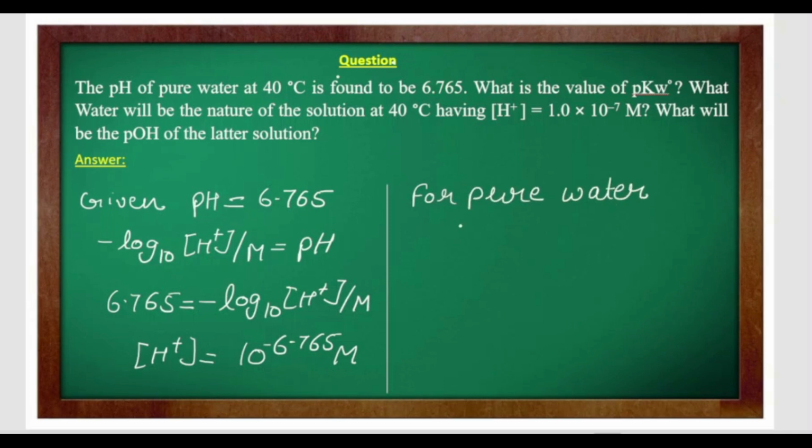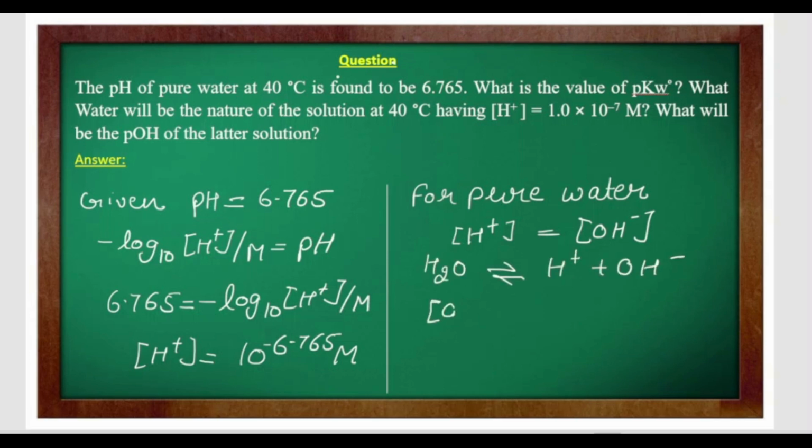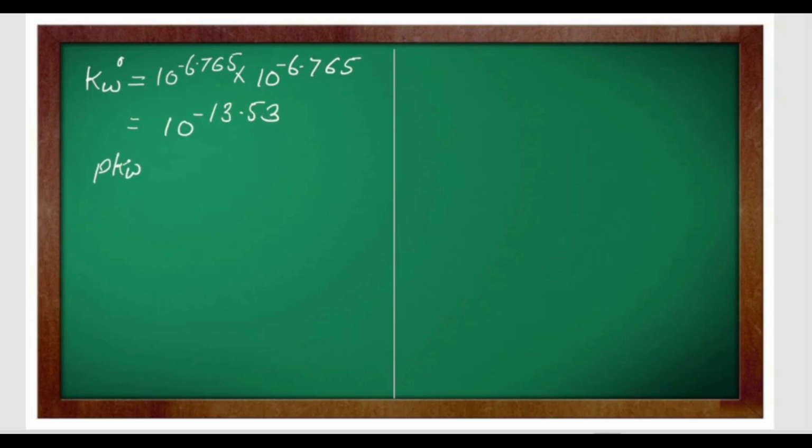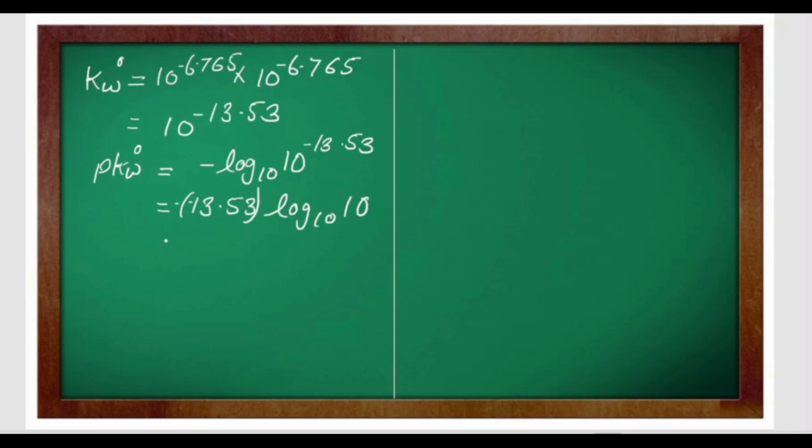For pure water, water dissociates and gives equal amounts of hydrogen and hydroxide ions. Now that we know the amount of hydrogen and hydroxide, we can calculate the dissociation constant of water, which is a multiplication of hydrogen and hydroxide ion. Using the formula, Kw is equal to 10 raised to power minus 6.765 multiplied by 10 raised to power minus 6.765. After solving, Kw is equal to 10 raised to power minus 13.53.